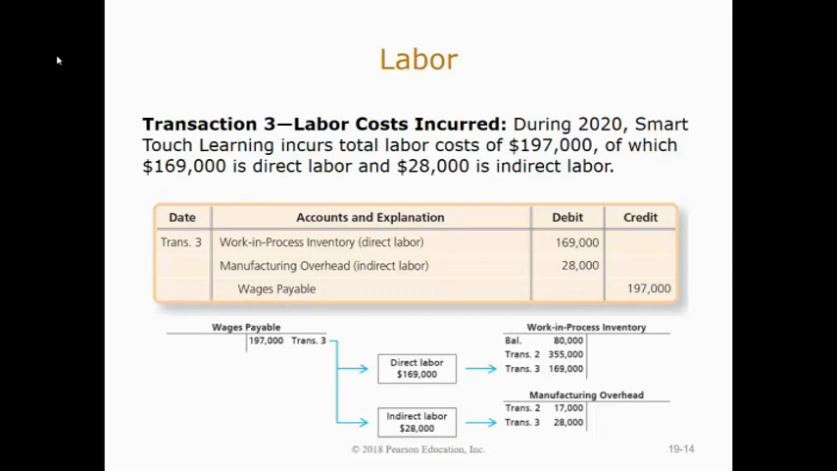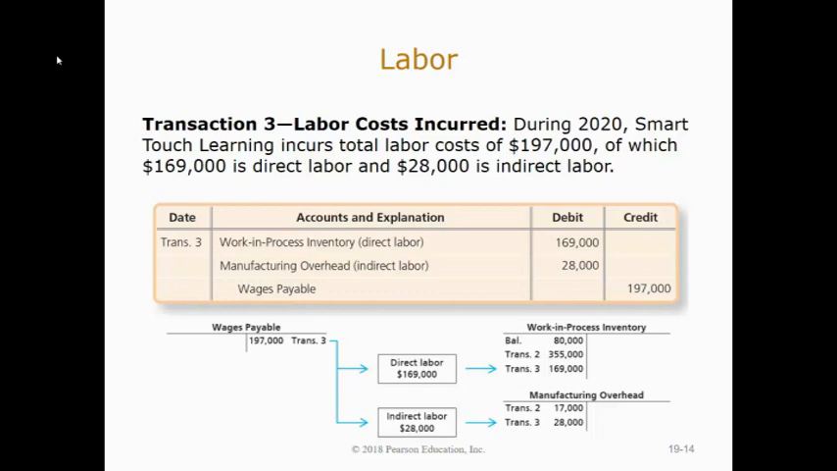So in this case, if during 2020 Smart Touch Learning incurred total labor costs of $197,000, of which $169,000 is direct labor and $28,000 is indirect labor, well, that direct portion gets debited to WIP. So we would debit WIP inventory for $169,000. The indirect portion gets debited to manufacturing overhead, so we would debit manufacturing overhead for $28,000. And in total, there's $197,000 of labor costs.